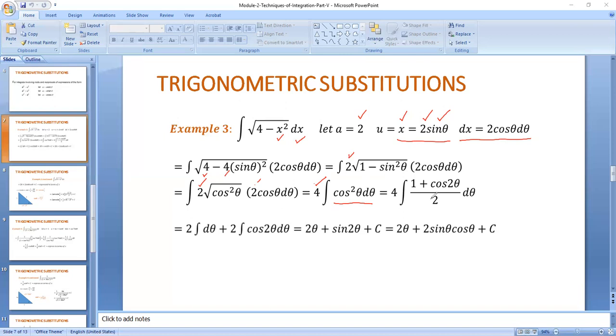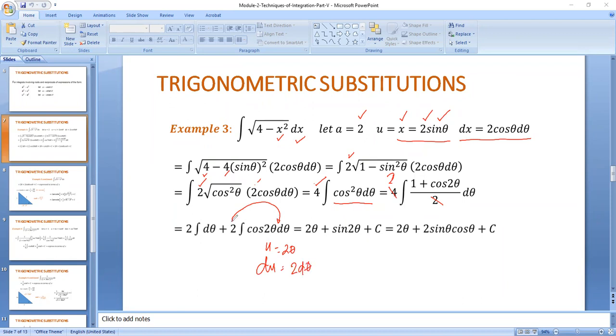Now the 4 here will cancel one of the 2's, leaving you with a 2. So it's now 2 multiplied to the integral of 1 plus cosine 2 theta d theta. For the first part, you have 2 integral of d theta. For the second part, you have 2 cosine 2 theta d theta. Now, these 2, you can place again back in here because the u is 2 theta and the du of that is 2 d theta.